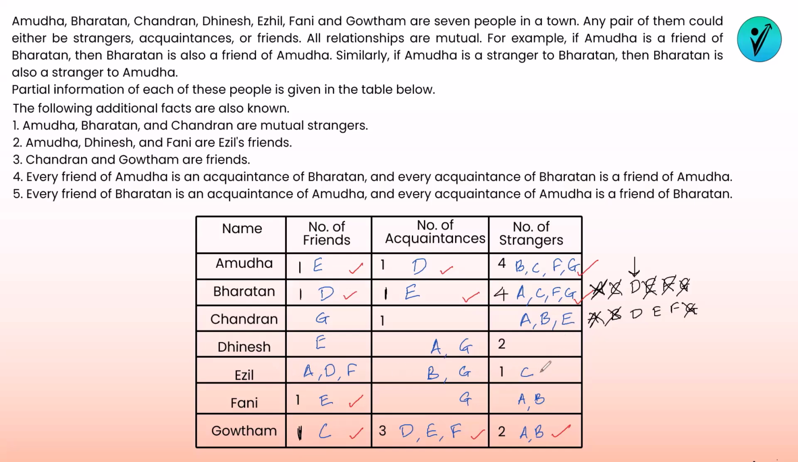E has completed all 6 relationships, 3, 4, 5, and 6. That means we can cross off all the boxes for E. So this is complete, and this is complete as well. Let me write down the numbers also. E has 2 acquaintances and E has 3 friends.